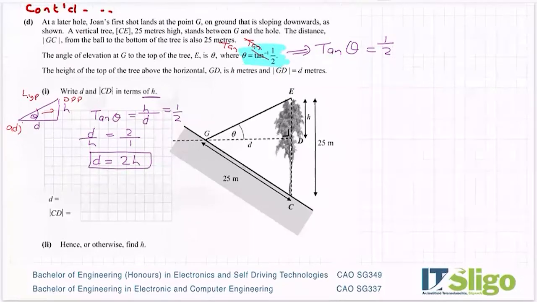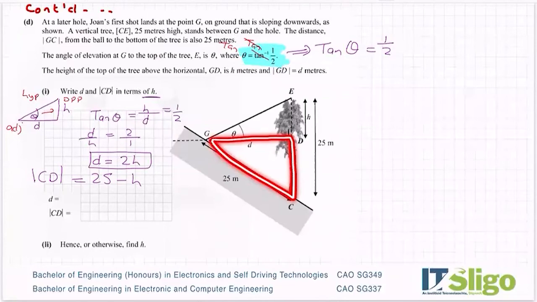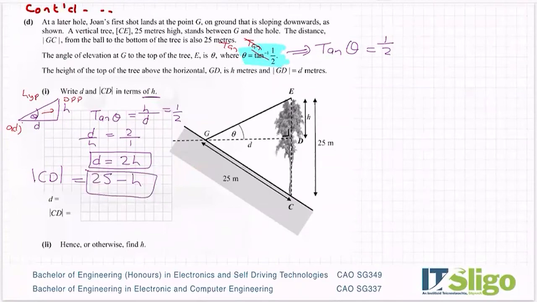Write CD in terms of H. Well, the length of CD in terms of H is 25 minus H. Is there any more I can do with it? There's not really. I don't have any of the angles in this triangle, so there's no point doing it in terms of a triangle. Could I use Pythagoras' theorem? No. So that's about as good as I can get with that one. So D is equal to 2H, and the length of CD is equal to 25 minus H.